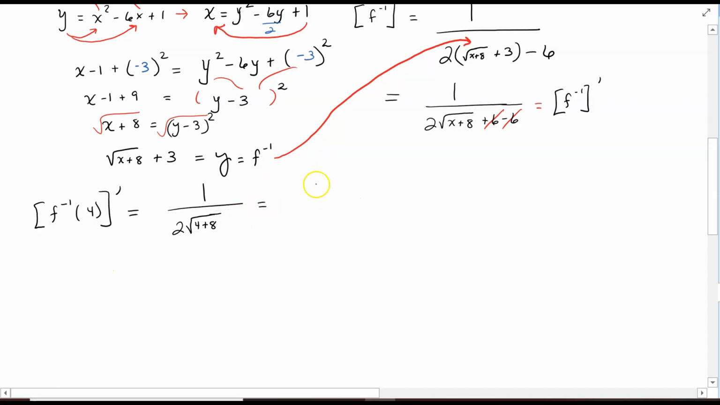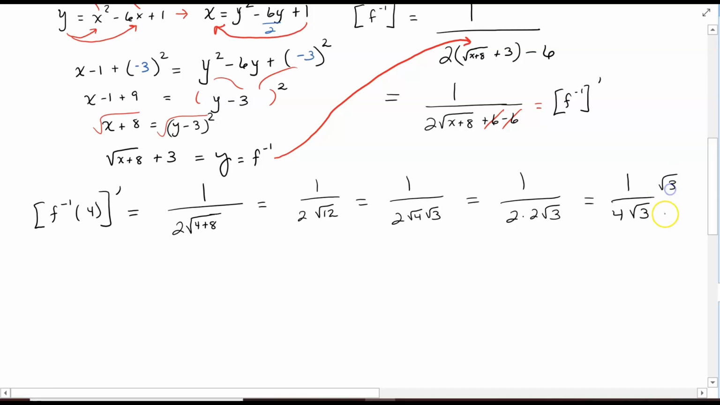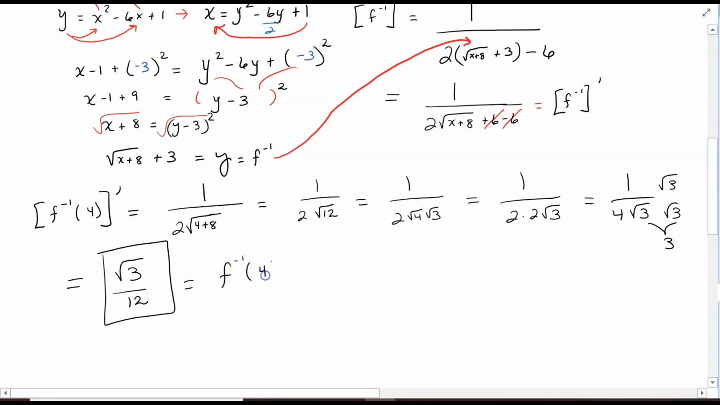And when we simplify all of this, this is 1 over 2 square root of 12, which is 1 over 2 square root of 4 times the square root of 3, which is 1 over 2 times the square root of 3, which is 1 over 4 square root of 3. Looks something like that, okay? Now we can rationalize the denominator by multiplying the top and the bottom by the square root of 3. We end up with the square root of 3 over, this right here is 3, so 4 times 3 is 12. So the square root of 3 over 12, and this right here is our derivative of the inverse function evaluated at the value of x equals 4.